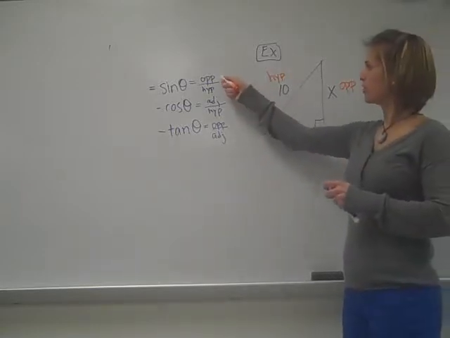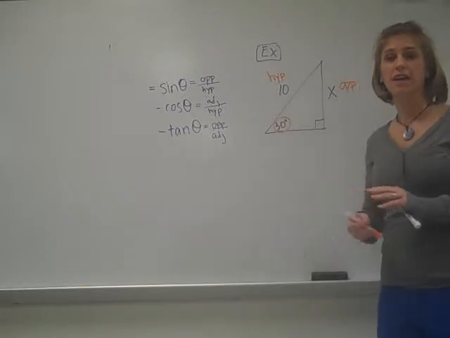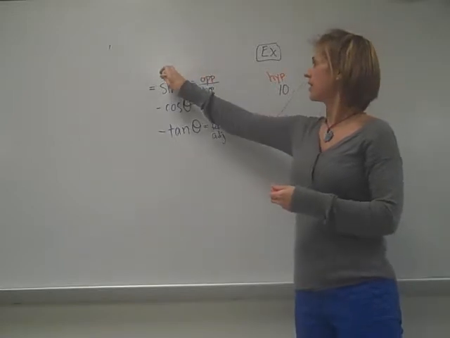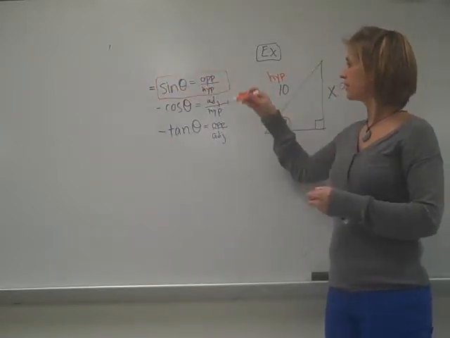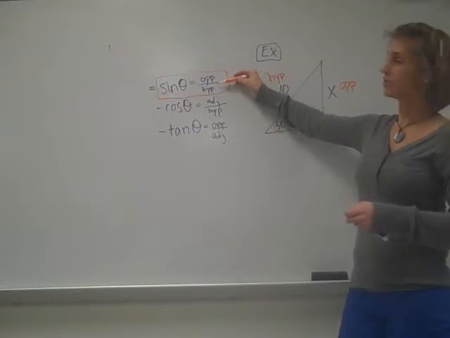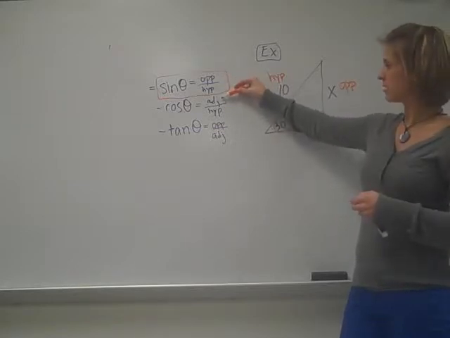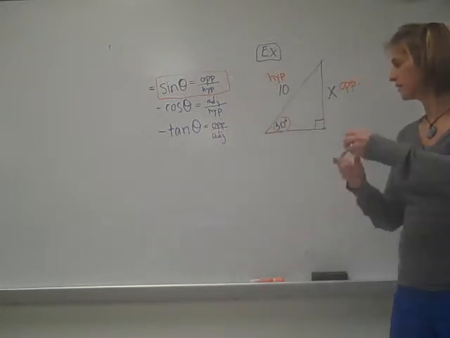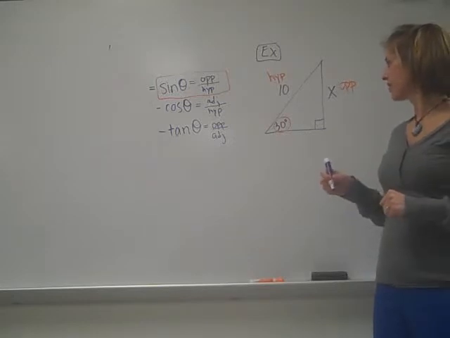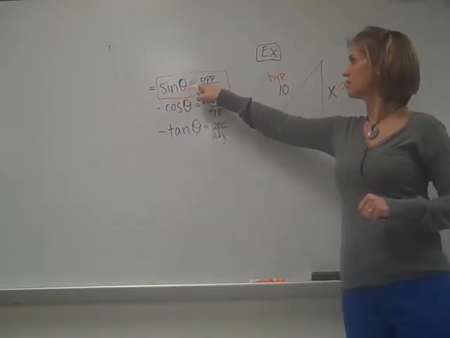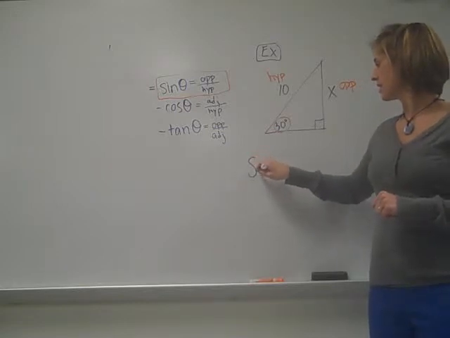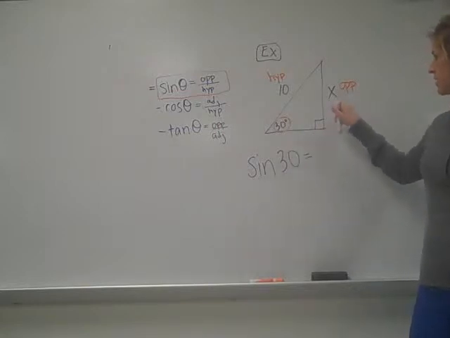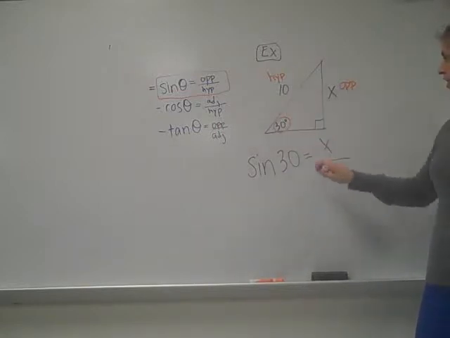I then go over to the trig functions, of which I have three, and I figure out which one involves the opposite and the hypotenuse. So in this case, it's the sine. It has opposite and hypotenuse. None of the others do. Cosine has hypotenuse, but not opposite. Tangent has opposite, but not hypotenuse. So I pick sine, and I set up an equation. Instead of saying the sine of theta equals opposite over hypotenuse, I say, theta is the angle, so the sine of 30 equals opposite over hypotenuse.